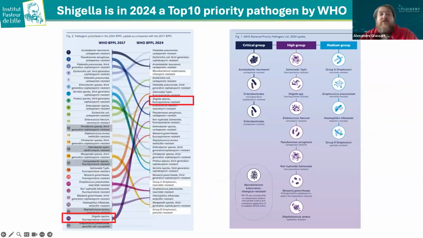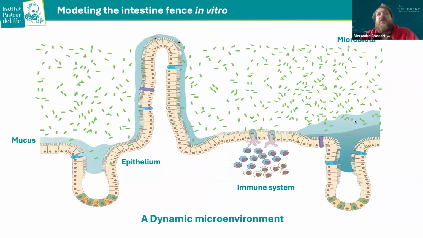And nowadays it's actually classified in the top 10 priority by WHO. So that's what we are studying. But for that, you need actual good models to better understand how it's working and to test also new therapeutics. So you need to have a good model of the intestine, of human intestine. So you cannot basically use mice, it's not working. And that's what we are doing.